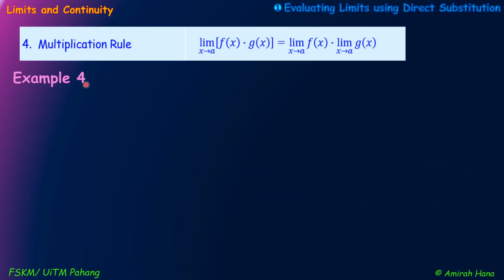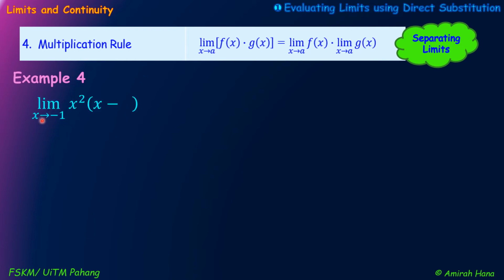Look at example 4 under the multiplication rule. If we have the limit as x approaches a of f(x) times g(x), we can write the limit as x approaches a of f(x) times the limit as x approaches a of g(x). We separate the limits when we have multiplication of functions.